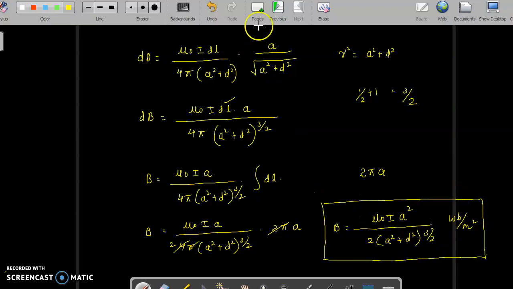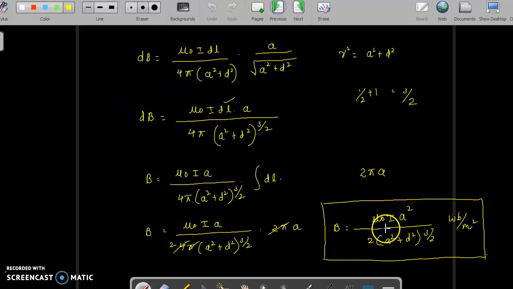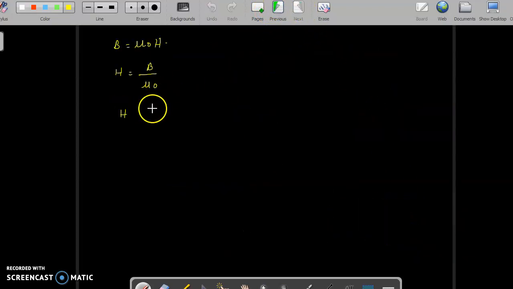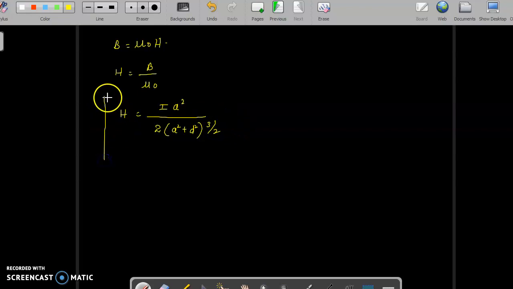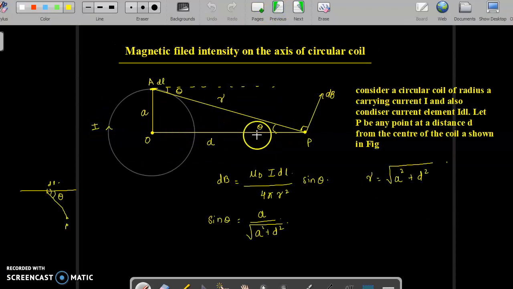Now we can connect this with H, because B equals mu naught H if it is in air, so H is B by mu naught. If you take out this mu naught, H becomes I A square over 2 times A square plus D square all power 3 by 2. This is in ampere per meter. This is the magnetic field intensity at point P, which is d distance from the center of the coil.